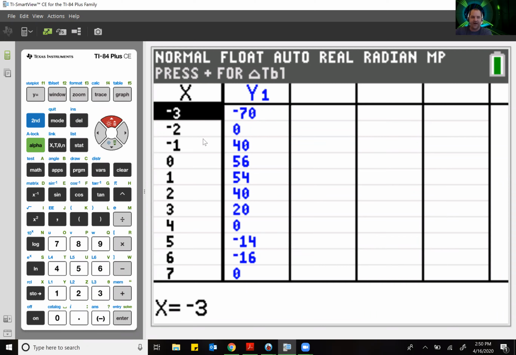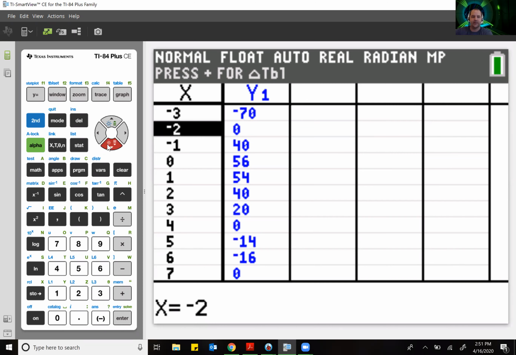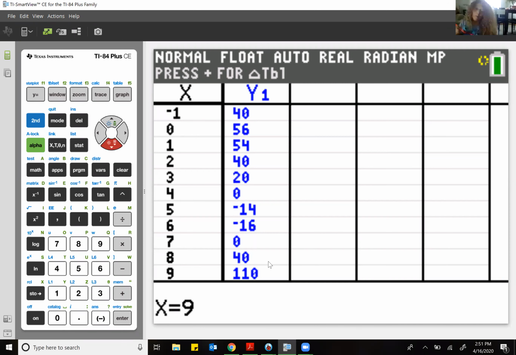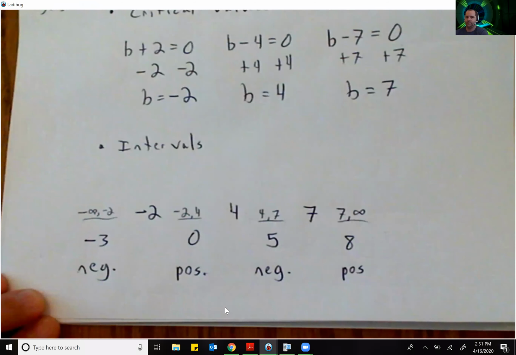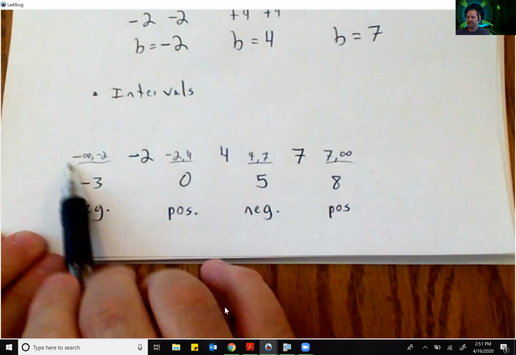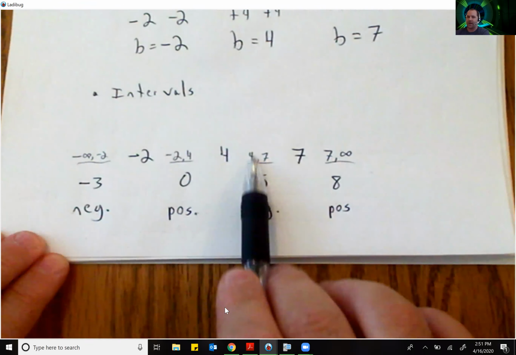If we plug in 5, notice it's negative. So the interval from 4 to 7 is negative. And then the last one, if we plug in 8, I'm going to have to scroll down, it is positive. Okay. So this is what we know. This interval is negative. This interval is positive. This interval is negative. This interval is positive.